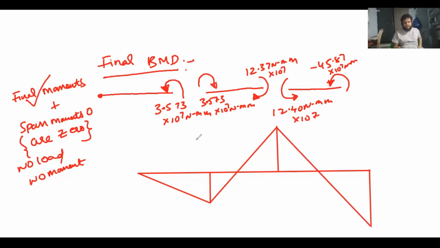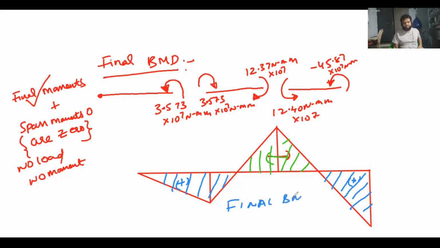So this complete portion, this green color, is negative, and this is positive. Let me draw with blue color. So this complete portion is positive. This is the story about our two supports sinking. So this is our final BMD.